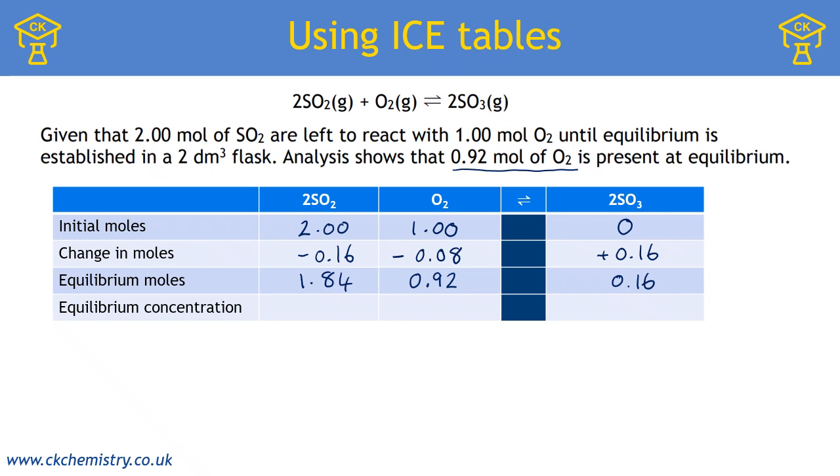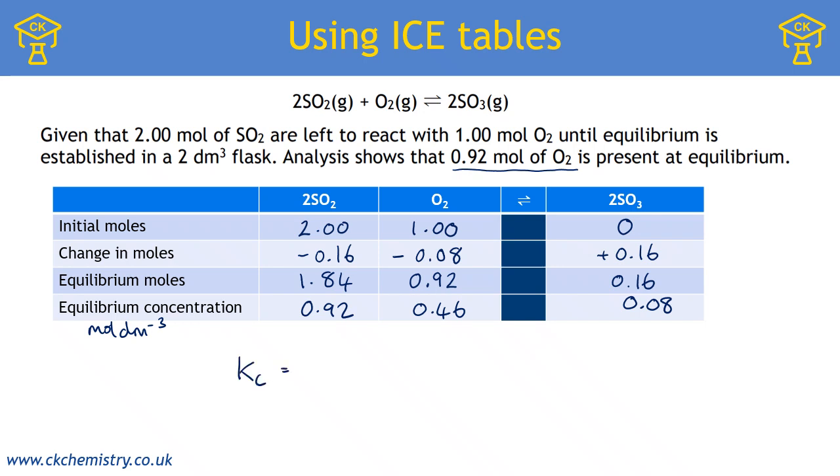These are moles. Kc involves using concentration. The volume is 2 decimeter cubed, so I take each of these values and divide by 2 to get the concentration in moles per decimeter cubed. And that's going to be 0.08. Then write out my expression for Kc.